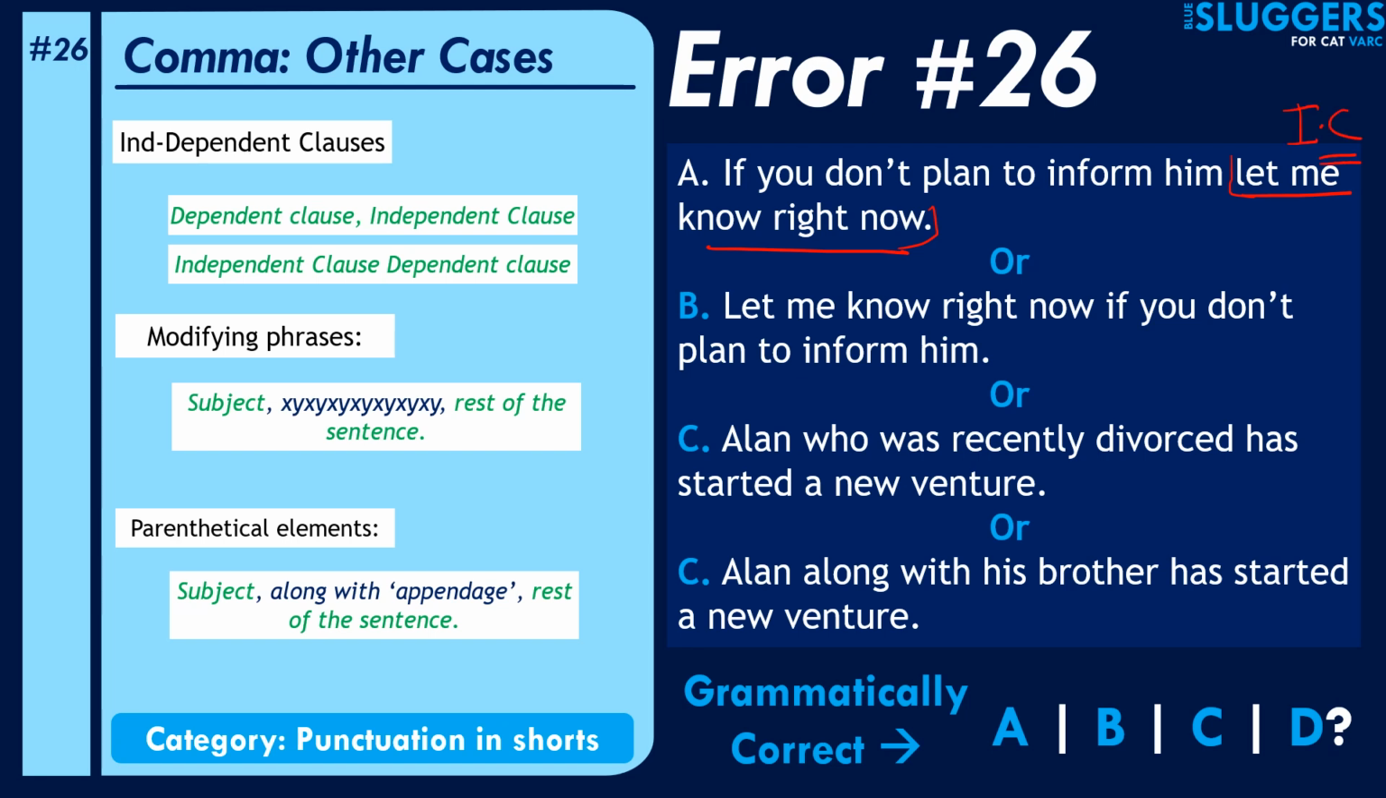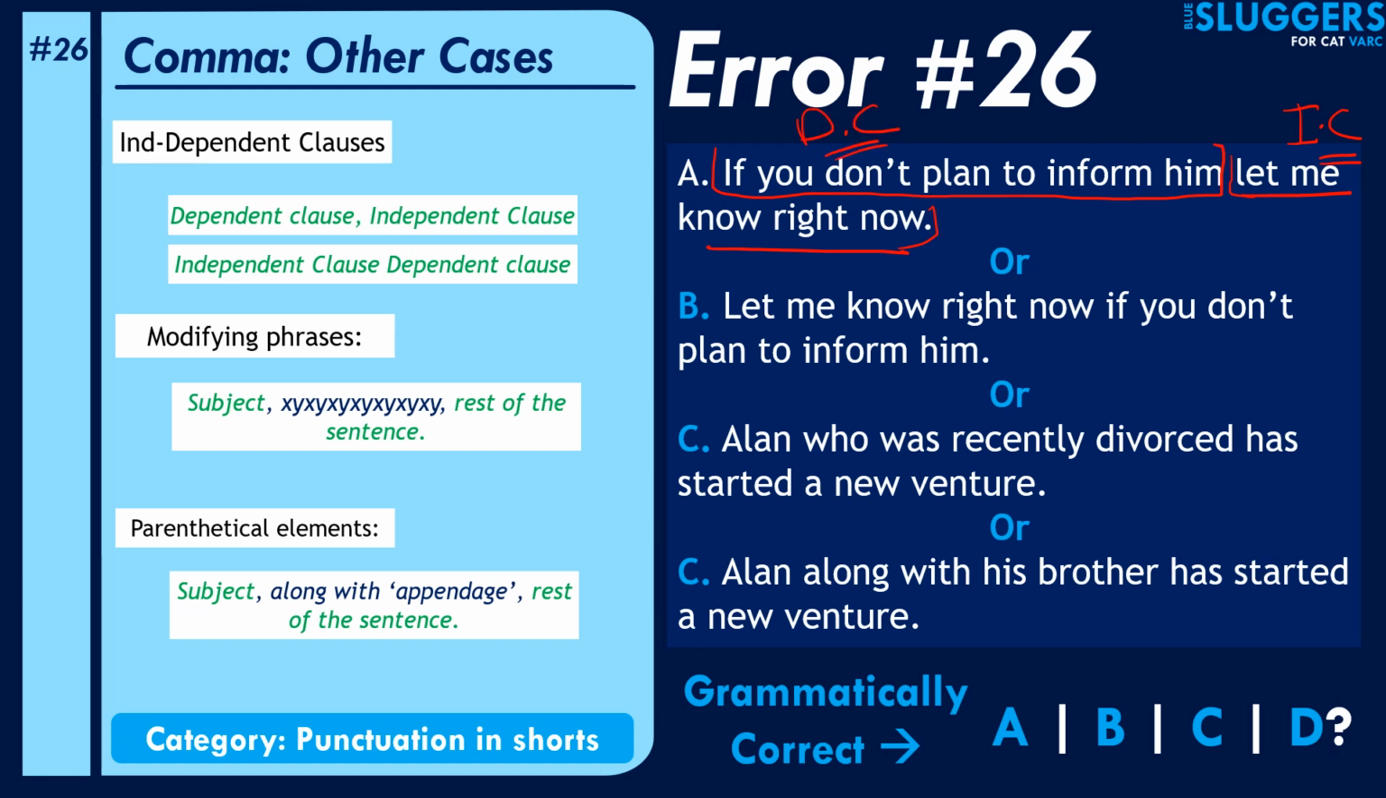Then what is a dependent clause? As you might have guessed, a dependent clause is the part of the sentence which, if taken apart from the main sentence and checked in isolation, will not make as much sense and will not seem very meaningful. For example, look at this first part. It says, if you don't plan to inform him. There's a sense of incompleteness to it. It doesn't seem as complete as let me know right now, which is very direct, simple and clear. If you don't plan to inform him, well, so what? There's something incomplete about it. That's why this is considered a dependent clause. It is dependent on the other clause.